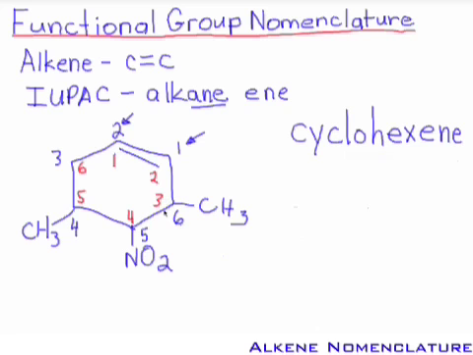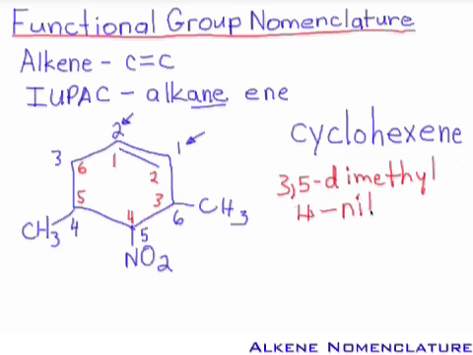Now you'll notice the red gives you a 3,5 dimethyl. So with the red, I get a 3,5 dimethyl. If I use a blue numbering system, I get a 4,6 dimethyl. That's higher numbers. What about the nitro? The nitro in red is a 4. NO2 is called a nitro group, nitro. Well, that's better than 5. So it looks like the red numbering is the best.